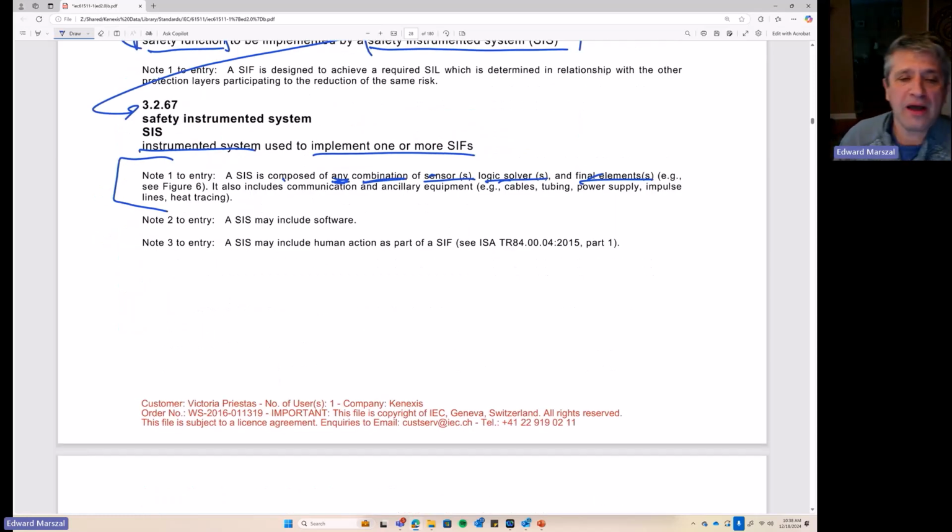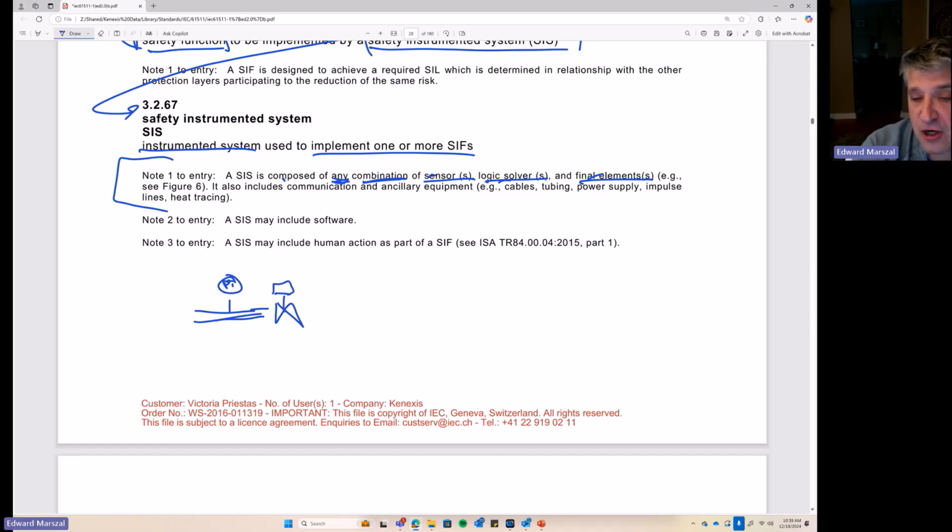So now, okay, here's my pipe, here's my pressure transmitter, and here is my valve.